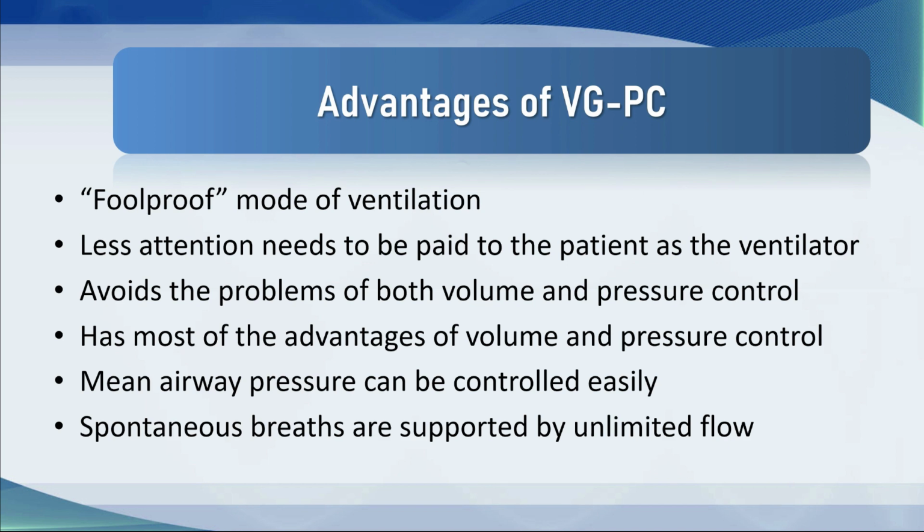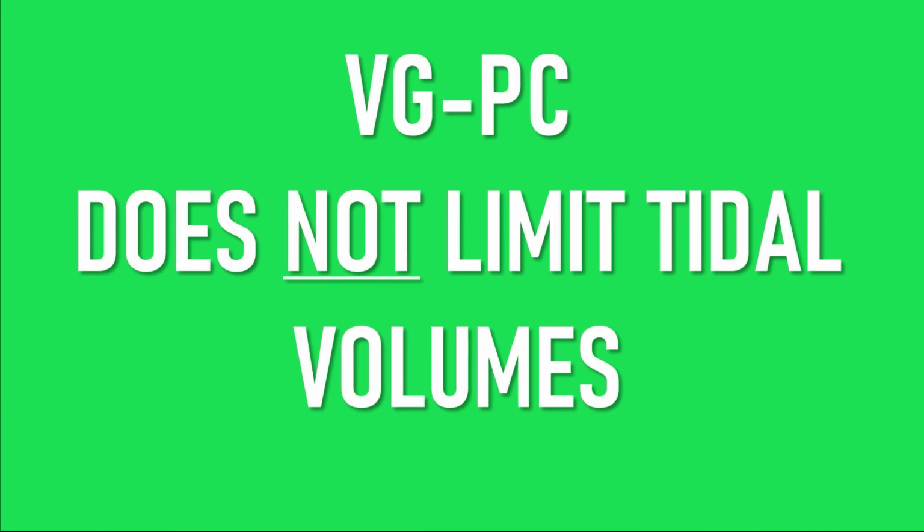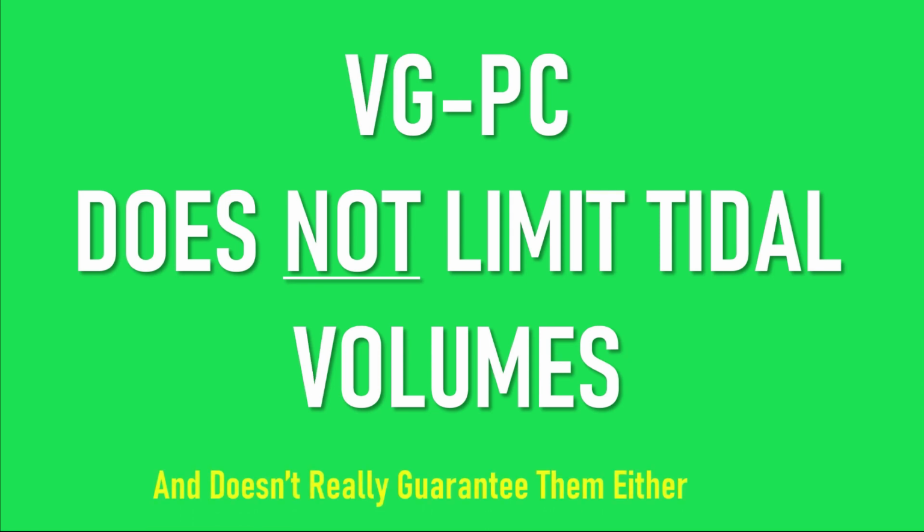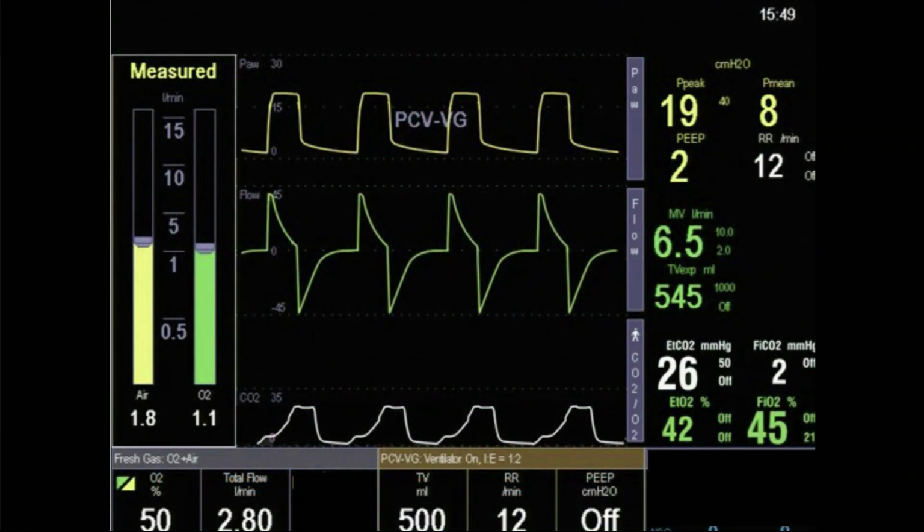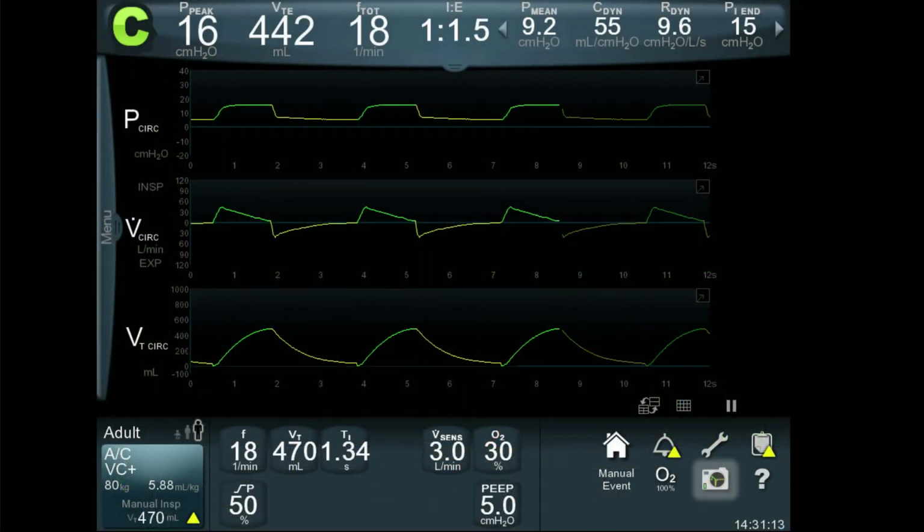But here's the crux of it. Volume guaranteed pressure control does not limit tidal volumes, and it doesn't really guarantee them either. Going back to this picture of a patient who's on volume guaranteed pressure control on the Datex anesthesia machine, you can see here that we've desired a tidal volume of 500 mils, but the patient has in fact gotten 545 mils, and that seems to be a fairly frequent occurrence, that the patient gets a higher tidal volume than you expect. And it also works the other way around.